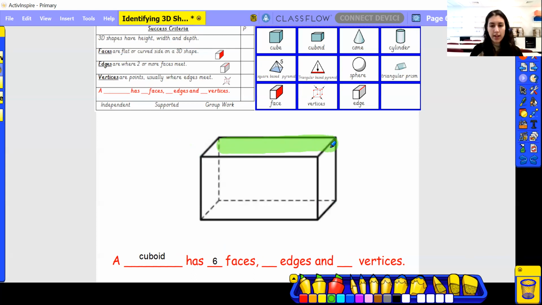So we've got 1 face at the back. 2, we look at the one on the top. 3, look at the one on the side. 4, look at the one on this side. 5, looking at the one on the bottom. And then we've got this one on the front to do here, which makes 6.